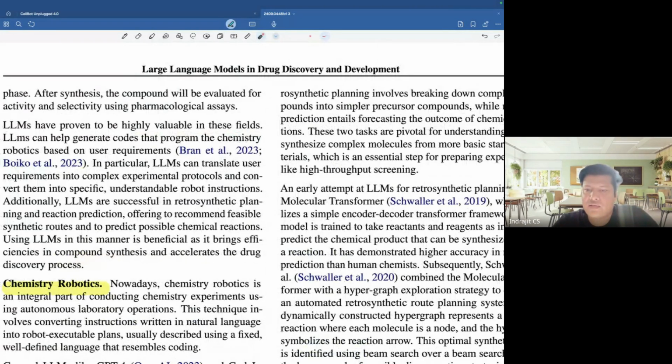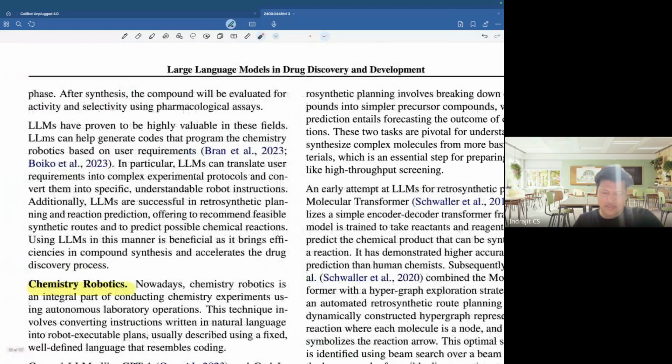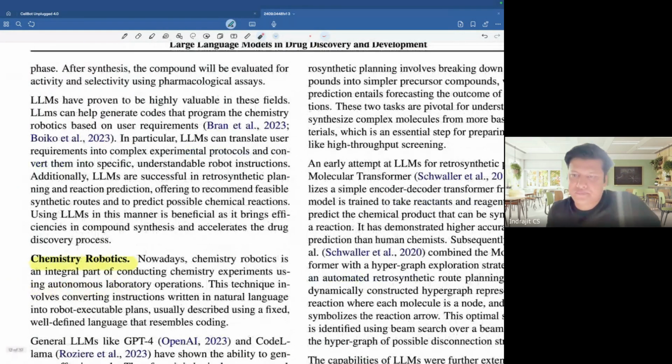What is hit lead? What is meant by lead optimization? Yes, I'll come to that soon, Pramod. I'll come to that. Especially the lead optimization and what is lead.